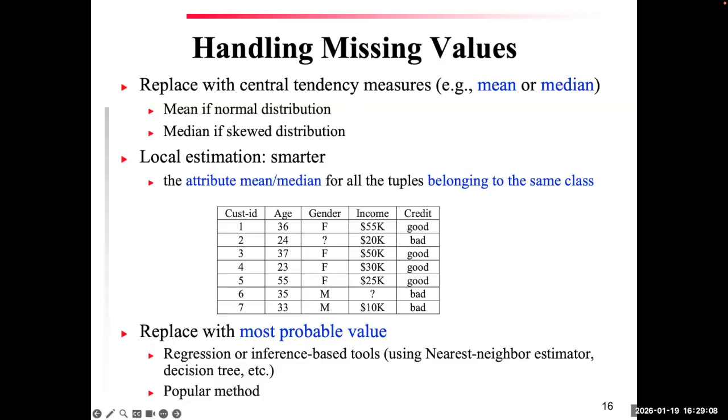another even more accurate method is replacing the missing value with the most probable value. So we let the model just predict the missing value. The model could be KNN, decision tree, regression, right? So whatever model. For example, if the person is 35 years old and male and whose credit is bad, instead of replacing it with the mean or median of this specific class, you just let the model predict what income is most likely. And this is the most accurate one, but it's also more expensive to compute.